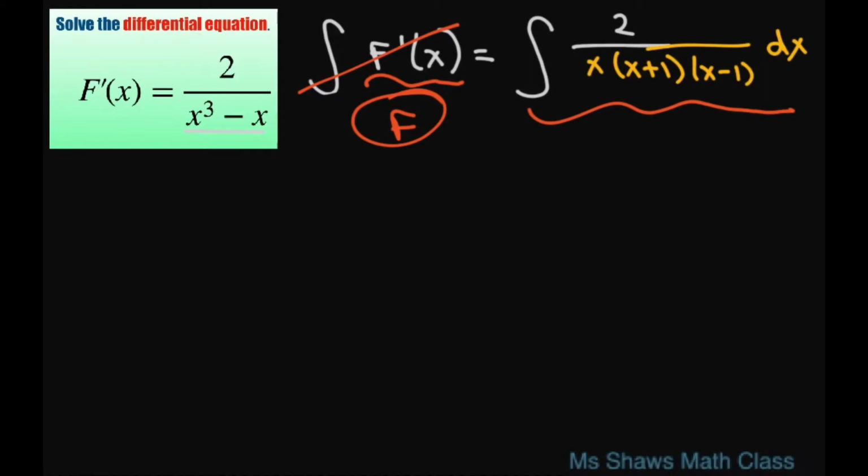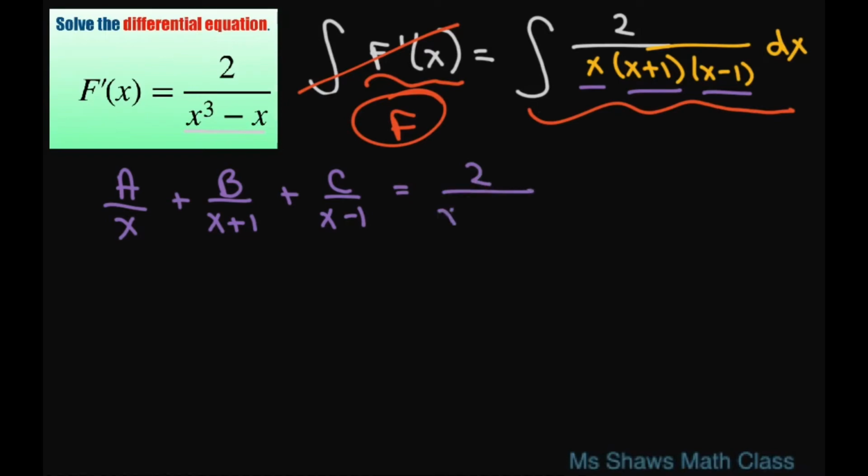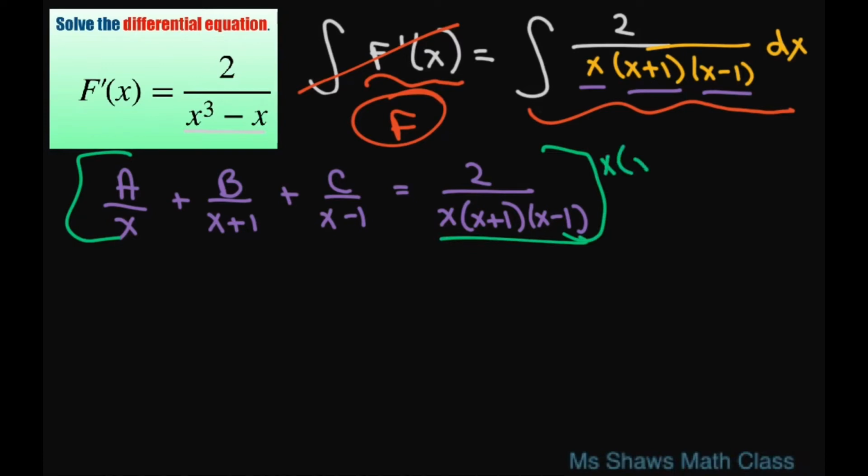We're going to use partial fraction decomposition. We have 3 linear factors. So we have a divided by x plus b divided by x plus 1 plus c divided by x minus 1 equals 2 divided by x times x plus 1 times x minus 1. Now we're going to clear the fractions by multiplying through by our least common denominator, which is x times x plus 1 times x minus 1.